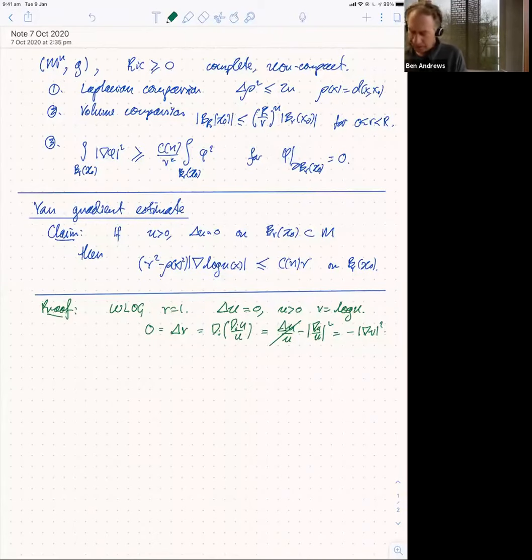Now, I want to prove this gradient estimate. So what I'm going to look at is really the gradient squared of v. So I'm going to let f be |∇v|². And then I just want to differentiate this equation for v here, equation 1.